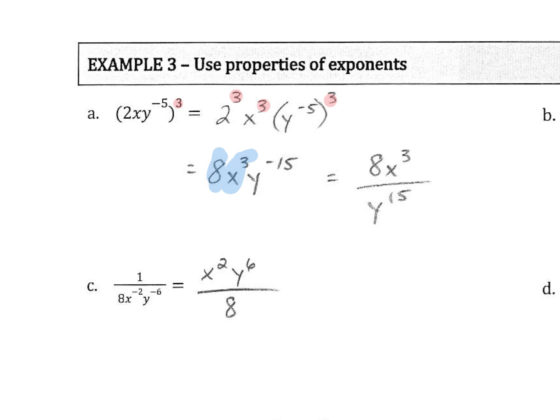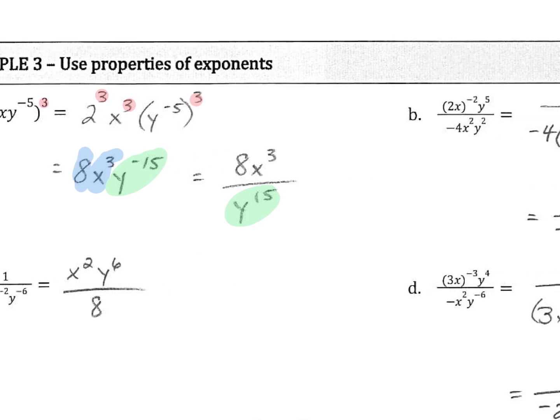What we need to look at is how y to the negative 15th changes. We don't want to end with a negative exponent, so we actually move that down so it's at the bottom, or it's underneath the fraction. 8x to the third stays on top. That's our final answer.